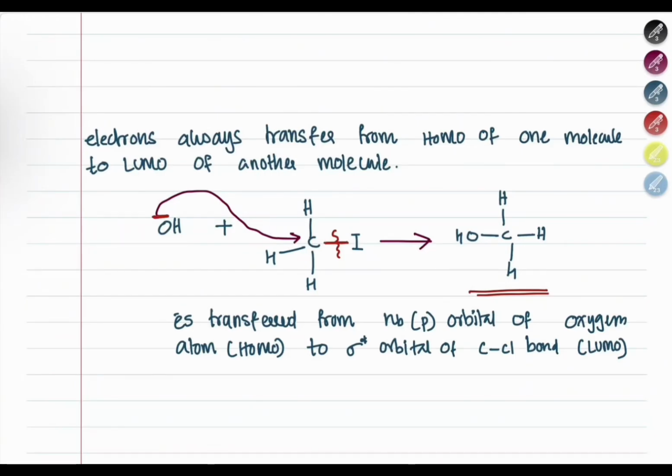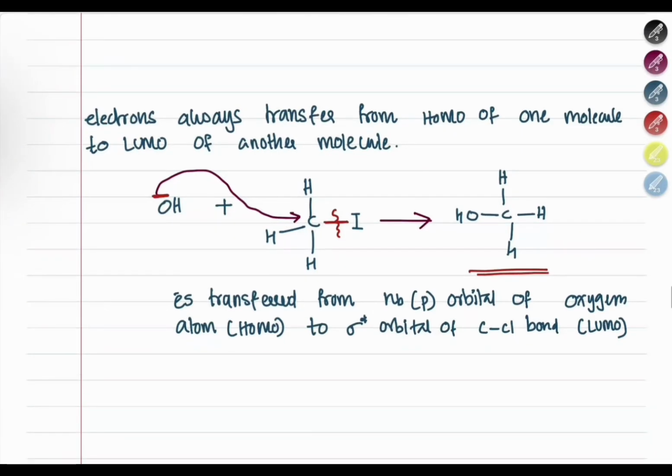In this case, if one bond is broken, I told you if sigma bond is broken, that means electron has moved to the sigma star orbital. So in this case, if C-I bond is broken, that means electron has moved to the antibonding sigma star C-I orbital. Now we have to find out from where this electron came. Electron came from oxygen, right? So if electrons are coming from either lone pair or negative charge, it will be from non-bonding electron.